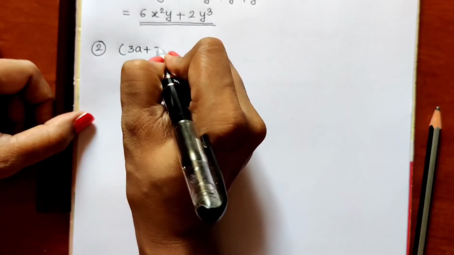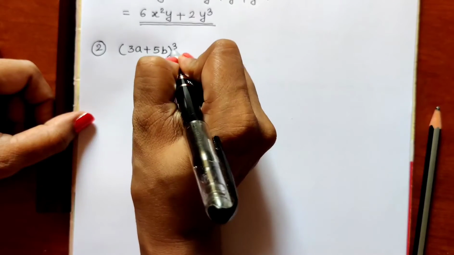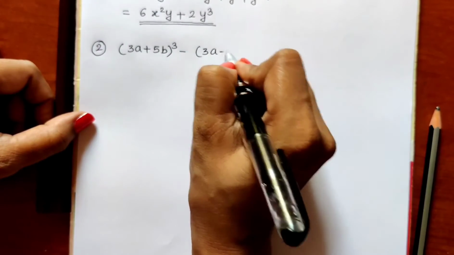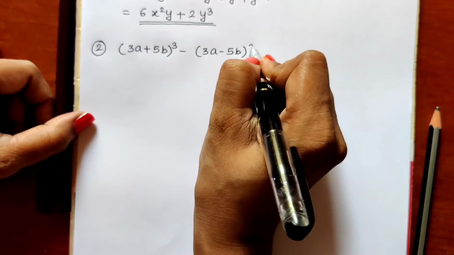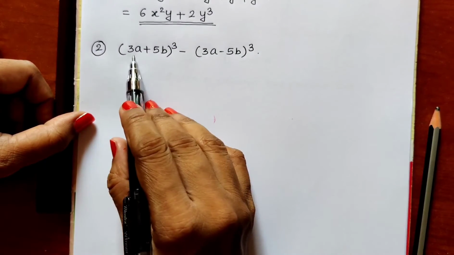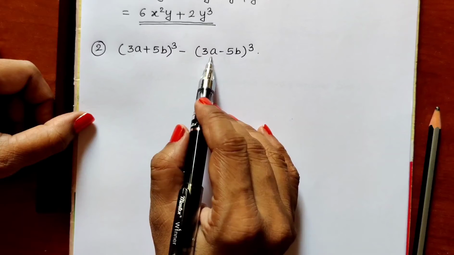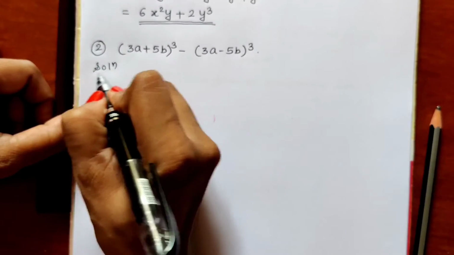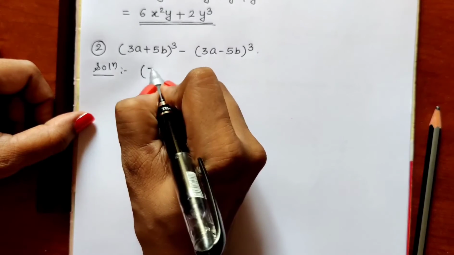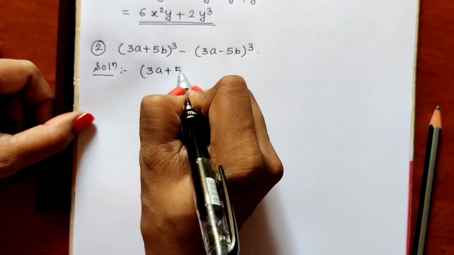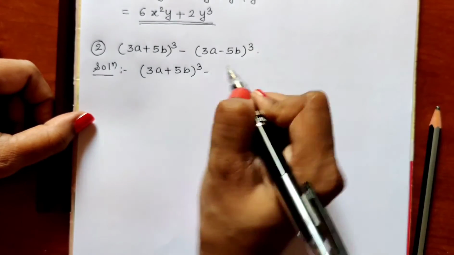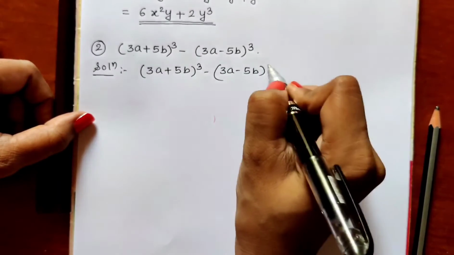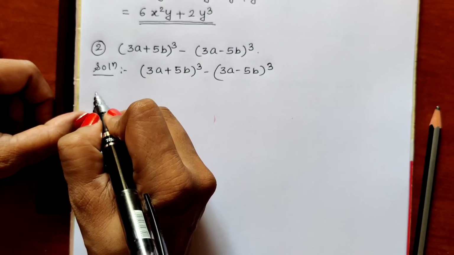(3a plus 5b) whole cube minus (3a minus 5b) whole cube. Again here we can apply a plus b whole cube formula. Here we can apply a minus b whole cube formula. So solution, we write the sum again. (3a plus 5b) whole cube minus (3a minus 5b) whole cube. Now apply the formula here.